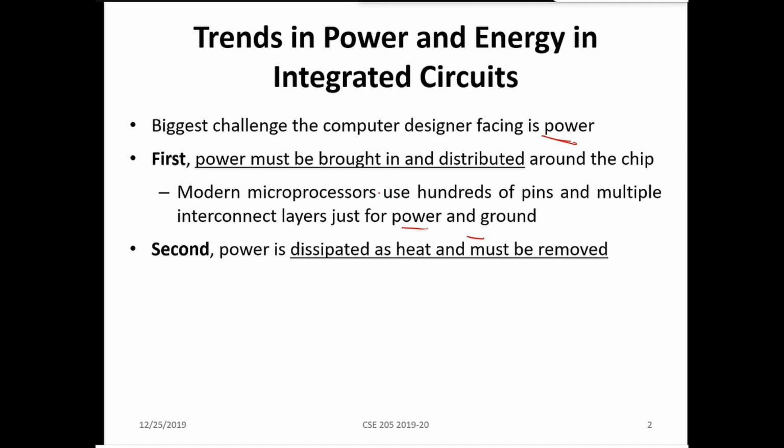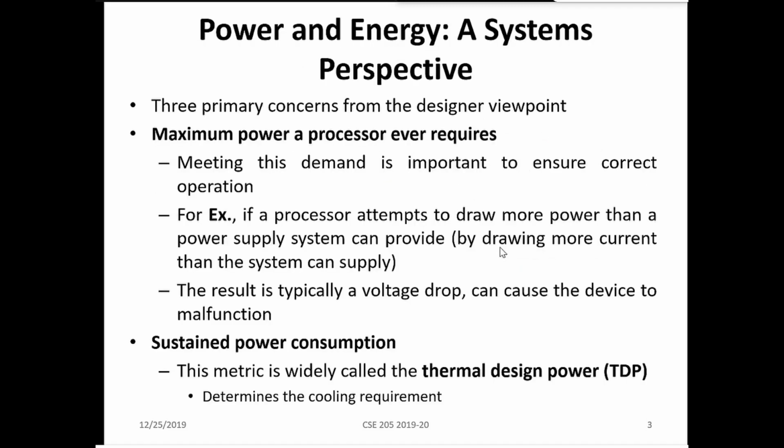And the second thing is, distributing is one thing, and the power is dissipated as heat and must be removed. These are the two important things to be considered with respect to power. How you need to distribute the power, and once it has been distributed, there will definitely be heat dissipation, and how we need to remove that. These two things have to be carried out in a good manner.